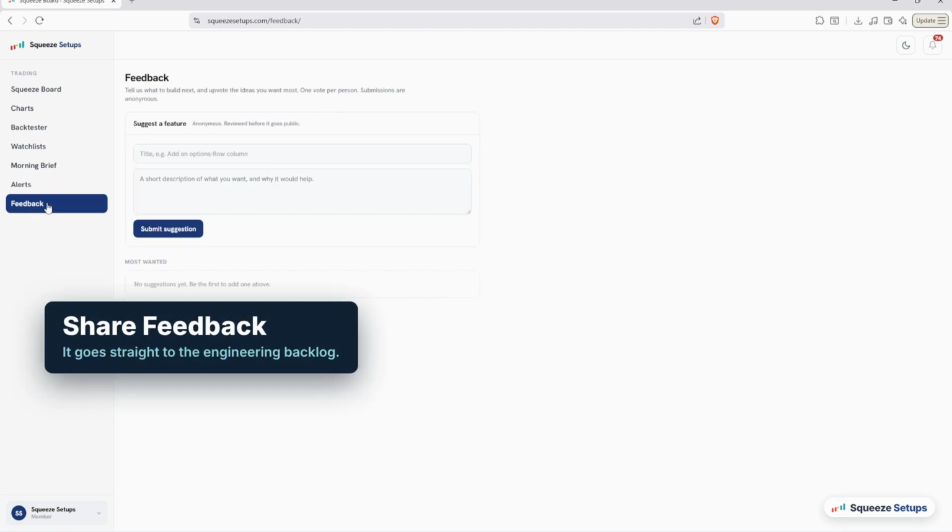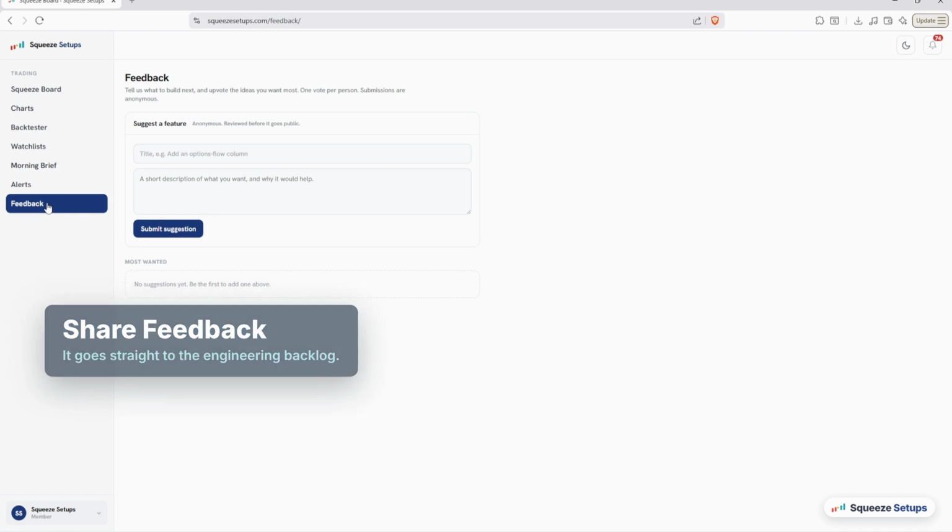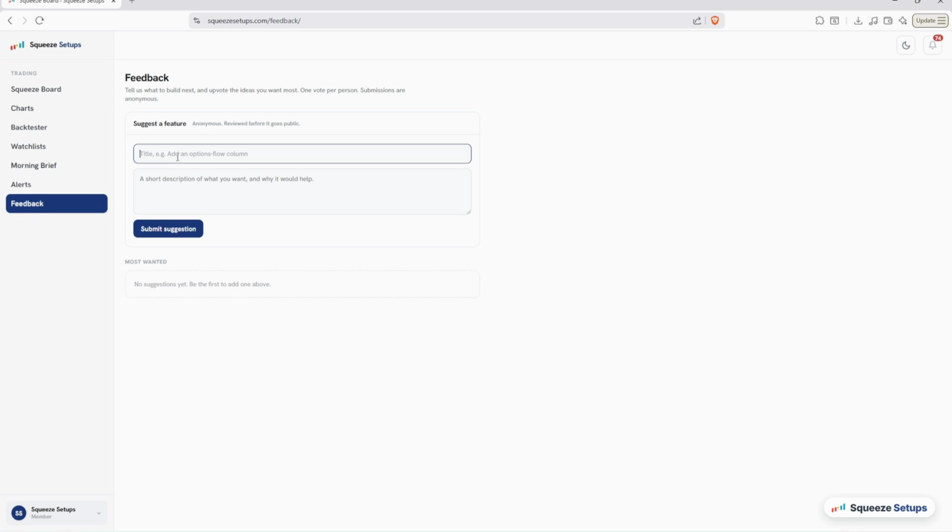Now, one page we haven't talked about that I want to throw in, if you have any feedback, if you're an advanced squeeze trader and you know a few things that would help make the platform much better, come into the feedback page and submit the feedback. We've linked this straight to our backlog for the engineering team, and this goes straight inside of there. Now, we do evaluate each of these features, but if it's something useful and more people keep suggesting the same thing, that's what's going to help us know what exactly we should build going forward.